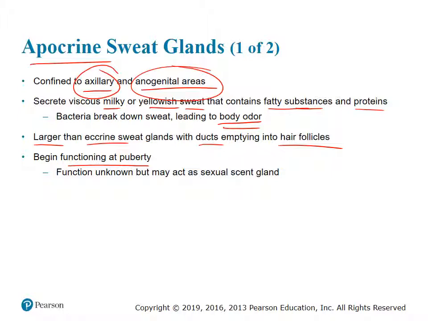Okay. Now, one of the theories out there, which there's a lot of research to show, is that we think it may act as a sexual scent gland. That these areas that secrete the fatty substance and the proteins, which vary from human to human, may act as a scent gland in the sexual capacity. We call this a pheromone with an E, sorry.